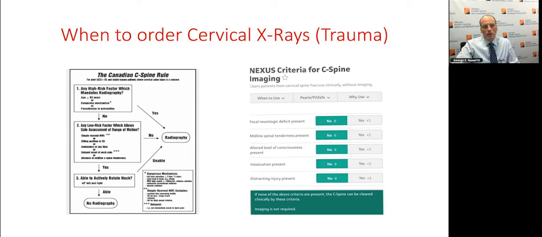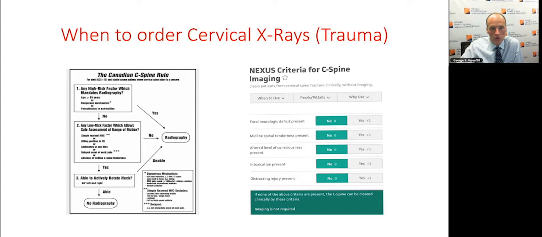I threw this slide in there, and this is actually more of a trauma slide than anything else, and it goes over when to order an X-ray. And there are Canadian C-spine rules, but the NEXUS criteria are actually better. You look for a focal neurologic deficit: you're getting an X-ray. If a patient has midline bony tenderness, you're getting an X-ray.